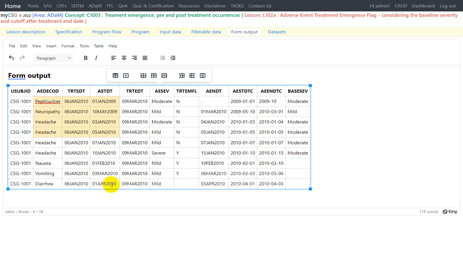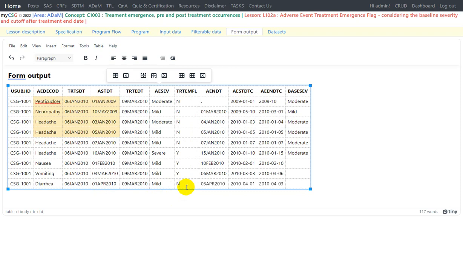And finally, diarrhea occurred on 1st April. So this is clearly after 9th March, but we also have to check if the event is falling within 15 days of 9th March. So 9th March plus 15 is around 24th March. As this event is clearly happening after that 15 days cutoff of the treatment end date, this would become a no. So we have populated our treatment emergent flag for all the events.